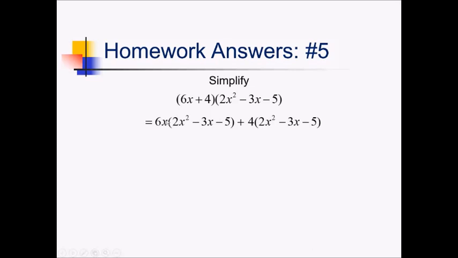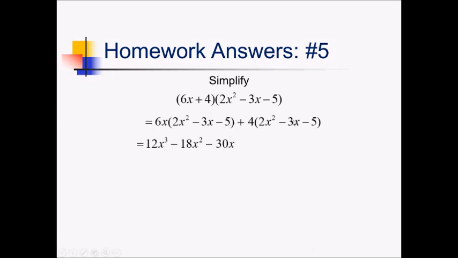All right, let's do the 6x parentheses first. So 6x times 2x squared, that's going to be 12x to the, let's see here, 1 plus 2. Doing my exponent rules, I add the exponents. So 12x cubed. And then 6x times negative 3x, that's negative 18x squared. 6x times negative 5, that's negative 30x.